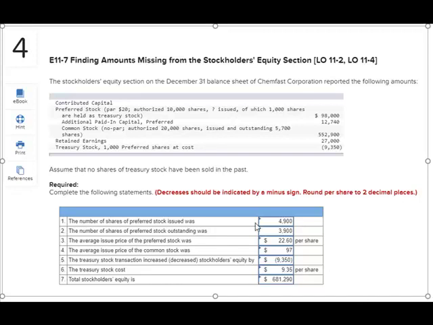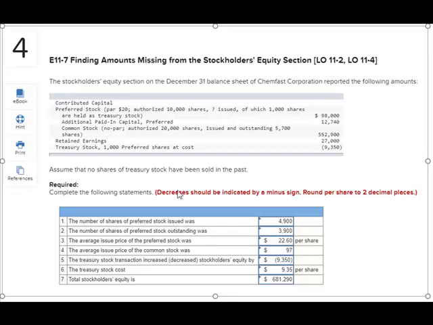In the first part of question 4, you're asked to figure out the number of shares of preferred stock that have been issued. And another word for issued is sold. In other words, how many shares of preferred stock has this company sold?